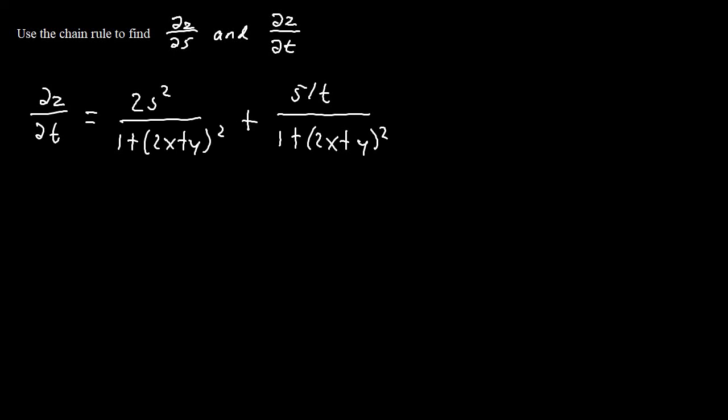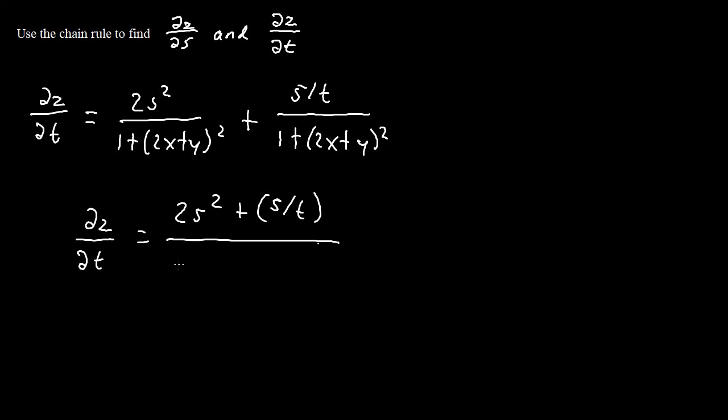And so to simplify, let's go ahead and combine the fractions with the same common denominator. So the partial derivative of z with respect to t is going to be equal to 2s squared plus s over t over 1 plus (2x plus y) squared.